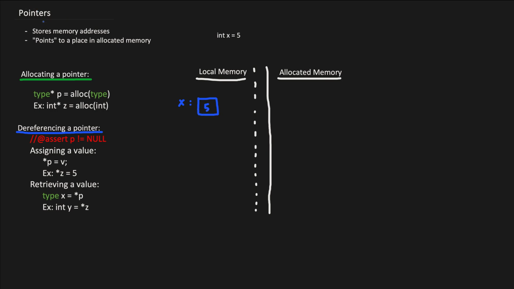What pointers allow us to do is they allow us to use allocated memory by storing memory addresses. And essentially they just point to that place in allocated memory. So let me just delete this.